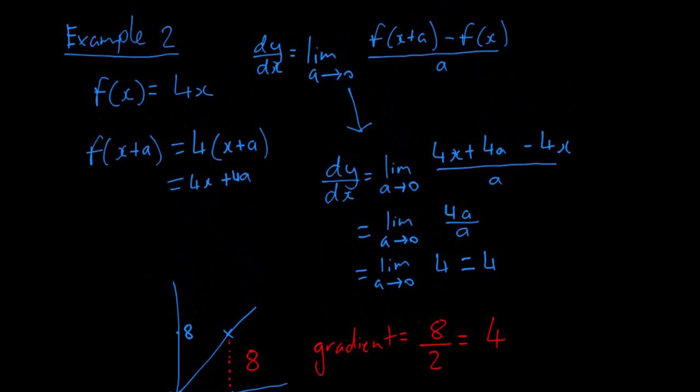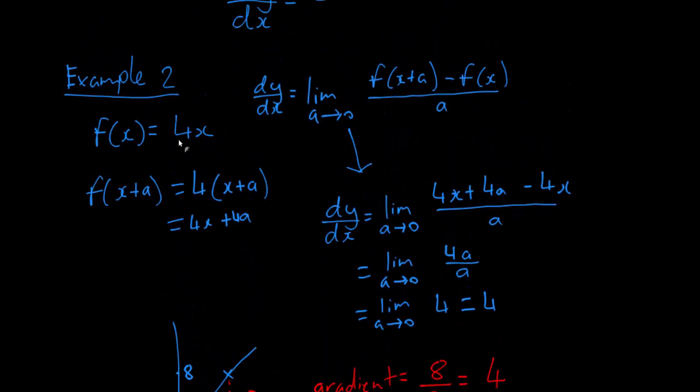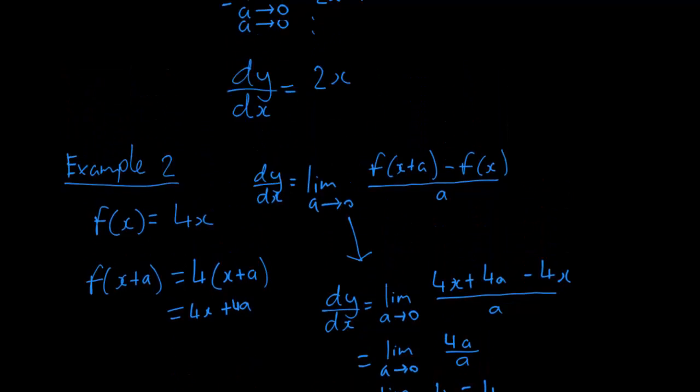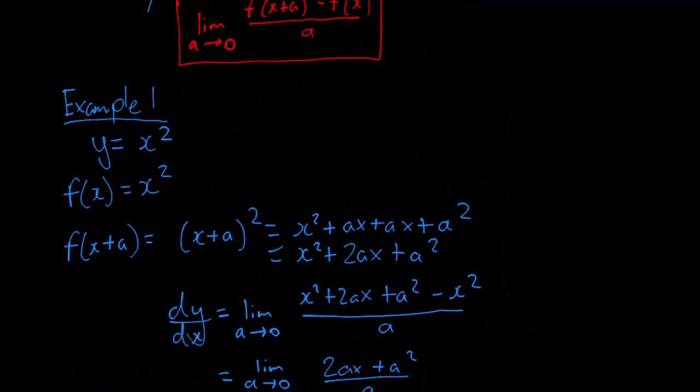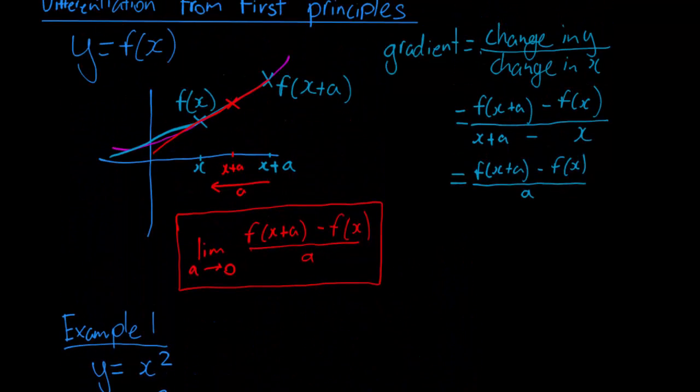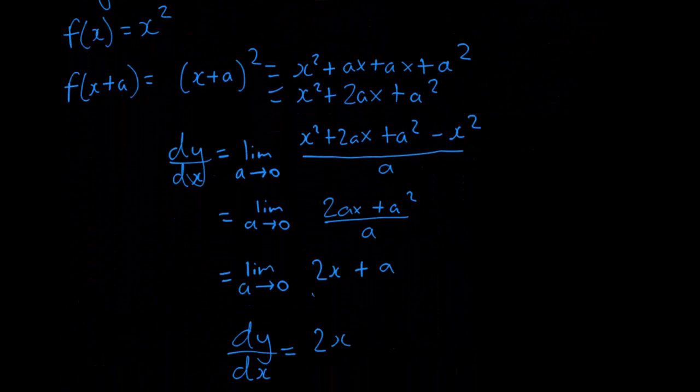Obviously, if it's a straight line like 4x, we don't necessarily need to do the differentiation. But if it's something like a curve like we did in our first example, then we can't do it using our kind of triangle idea. We have to do this differentiation.